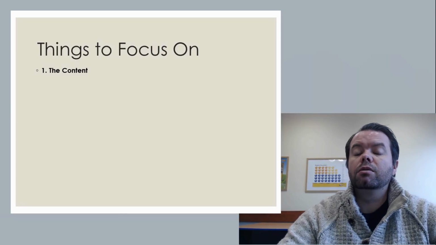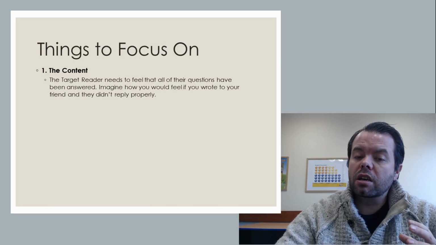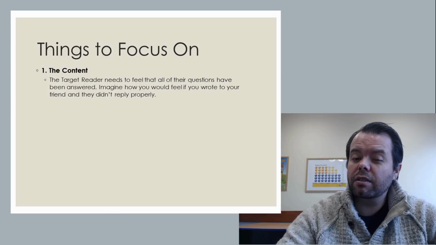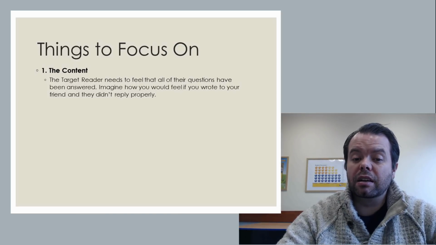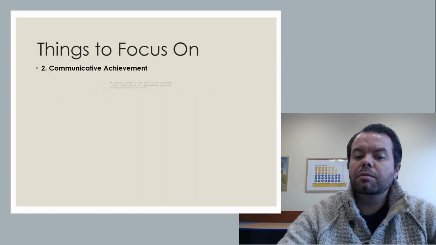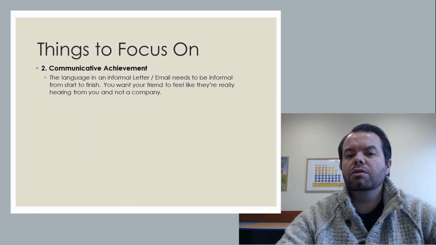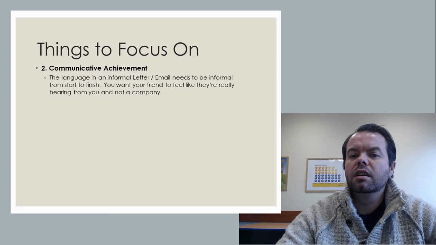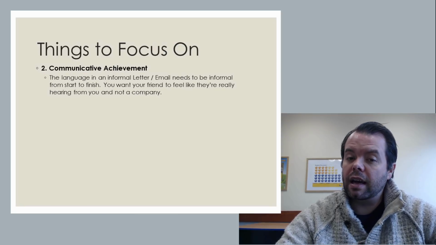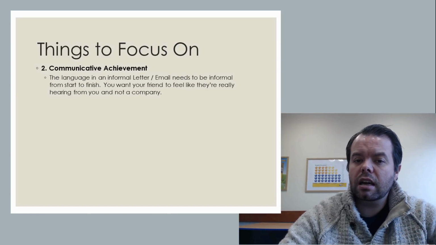So let's think about how your writing will be assessed. And first of all, the content. As well as covering all the content points, like I said, the target reader needs to feel that all of their questions have been answered. Imagine that you didn't answer them if it was in a letter of your own. You'd feel pretty bad about it. In terms of communicative achievement, you need to have informal writing from start to finish. Try to avoid longer, more formal linking words. If it helps, read your writing out loud to a friend or just to yourself and see how it feels. Does it sound natural? Does it flow?